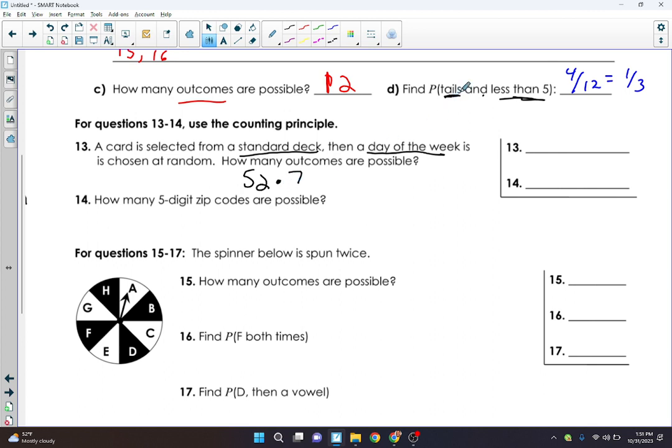Less than 5? But it's tails and less than 5. So it has to be both tails and less than 5. If it was just less than 5, yes, you were right. It'd be 2/3. So 52 times 7. 52 times 7, because there's 52 cards in a deck, and there's 7 days of the week. So you just multiply it out.